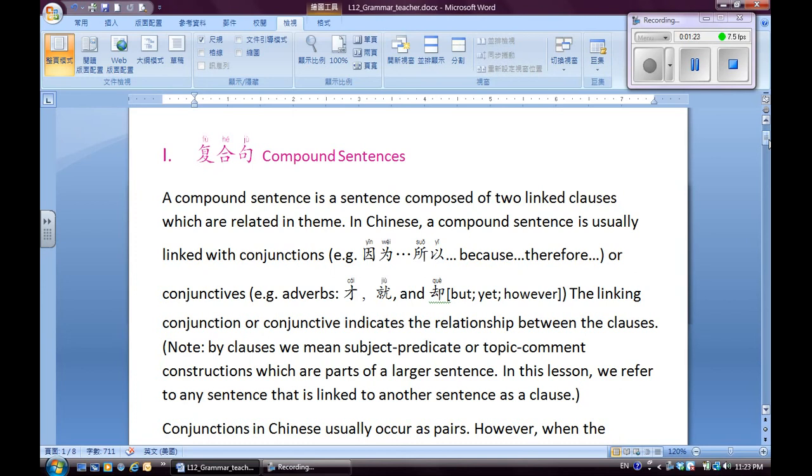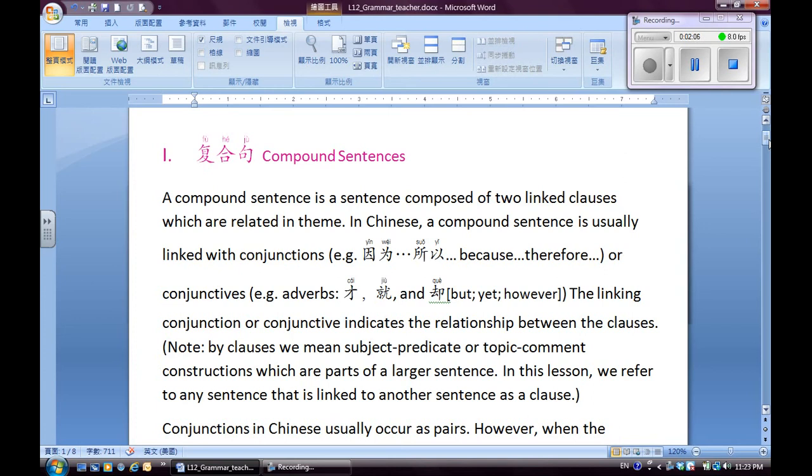For example, the most commonly used one, you all know this, 因为, 所以, because, therefore, or conjunctive adverbs, for example 才, 就, and 却. 却 means but, yet, however. Please note that 却 is a new word here. It is not listed in our vocabulary section, but you need to know how to write this word, and you need to know the meaning of this word, 却.